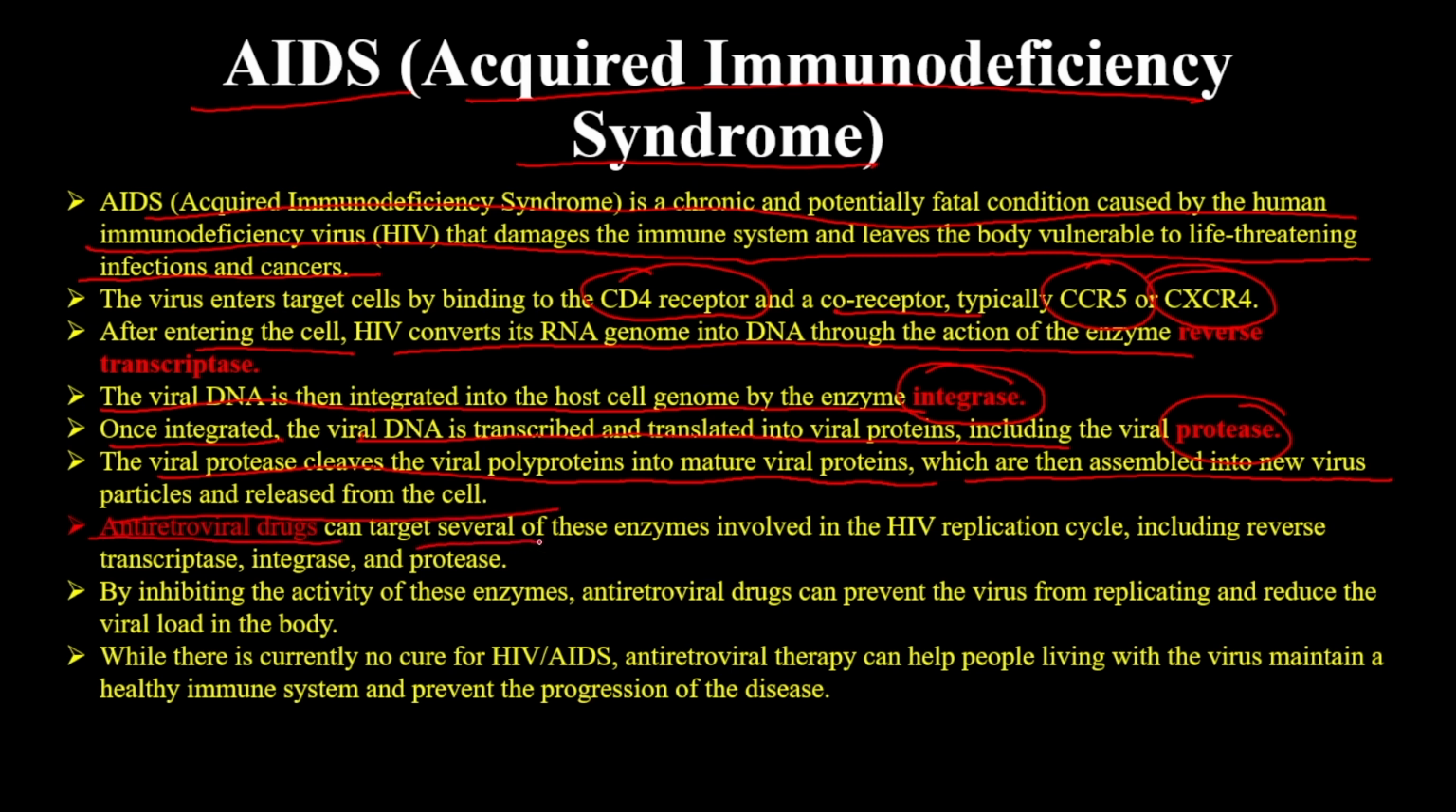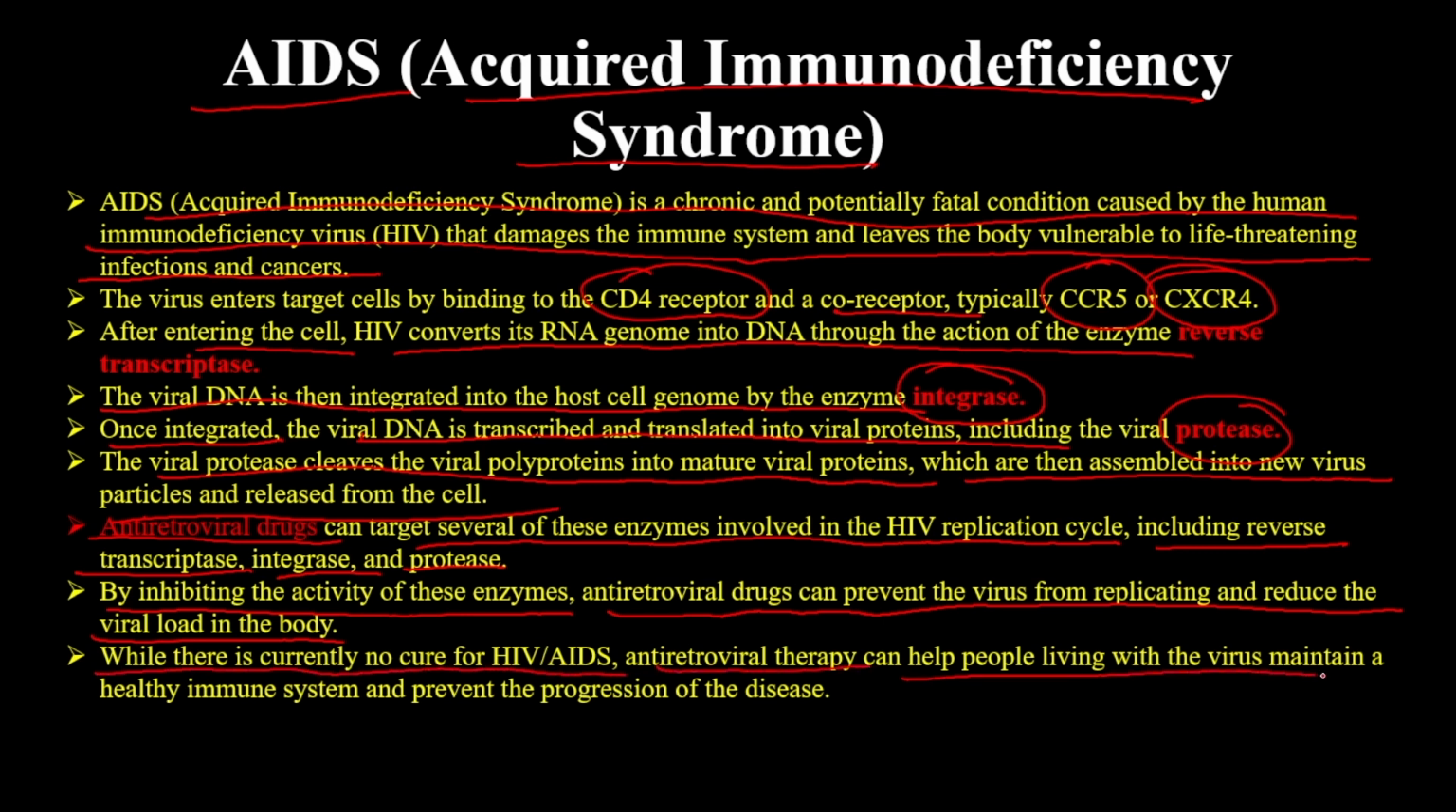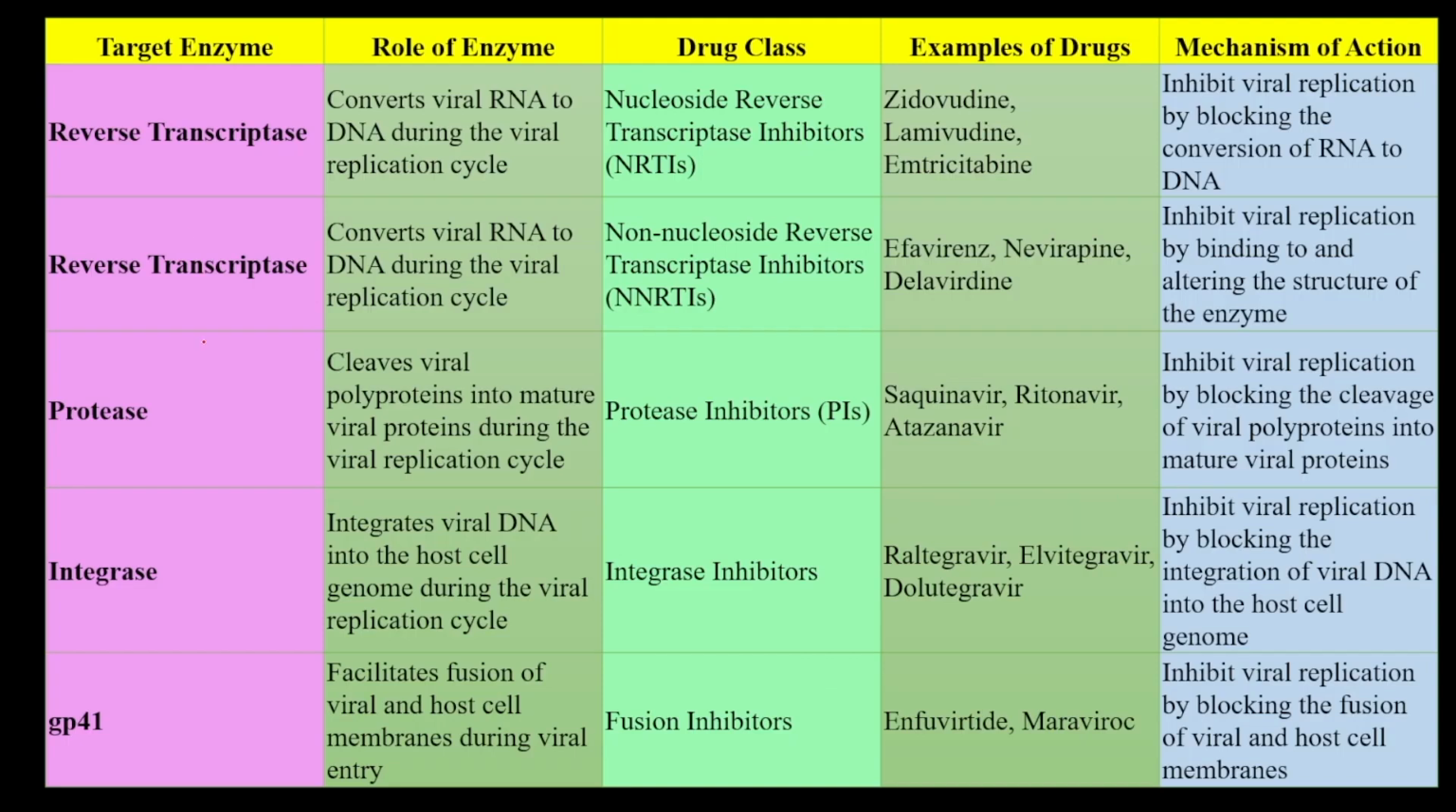Antiviral drugs can target several of these enzymes involved in HIV replication, including reverse transcriptase, integrase, and protease. By inhibiting the activity of these enzymes, antiretroviral drugs can prevent the virus from replicating and reduce the viral load in the body. While there is currently no cure for HIV and AIDS, antiviral therapy can help people living with the virus maintain a healthy immune system and prevent the progression of the disease. So these are some of the enzymes you can target if you want to treat HIV or AIDS.